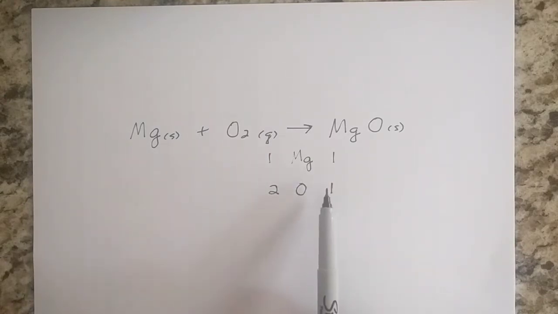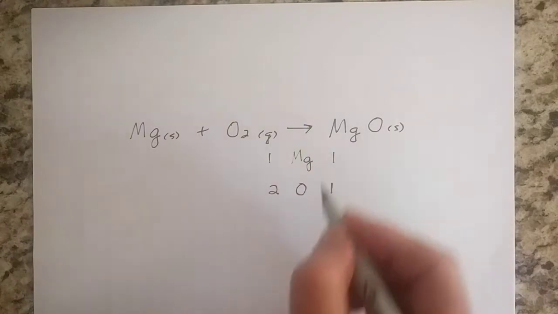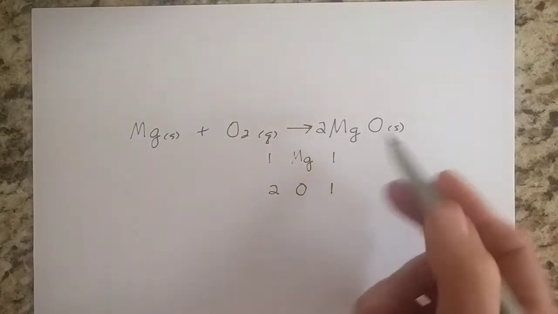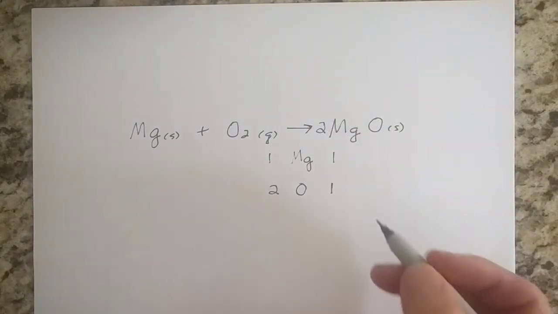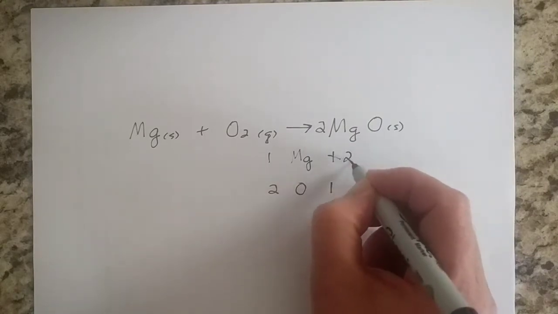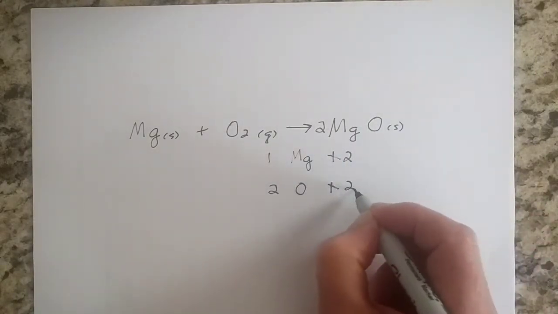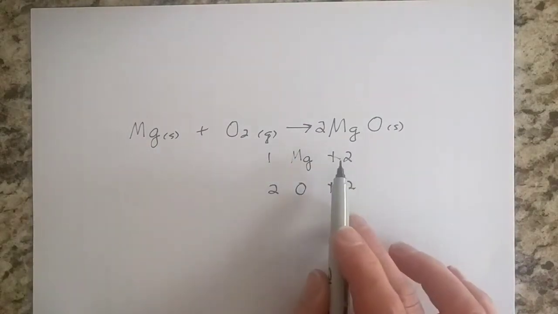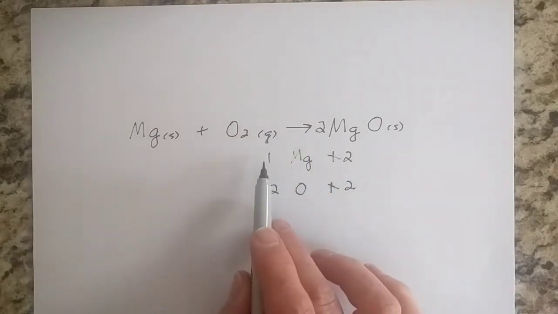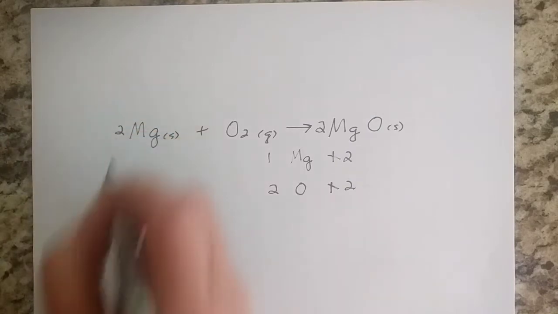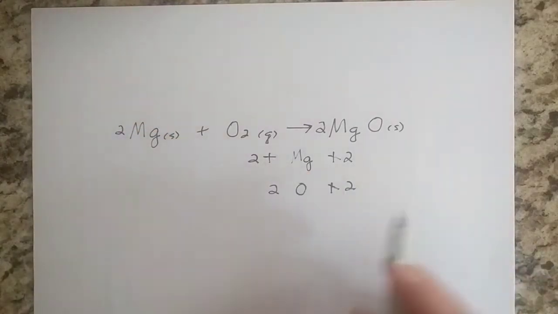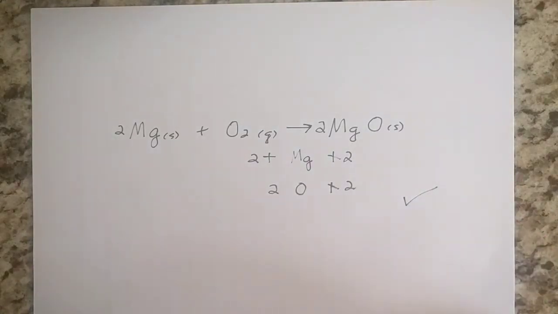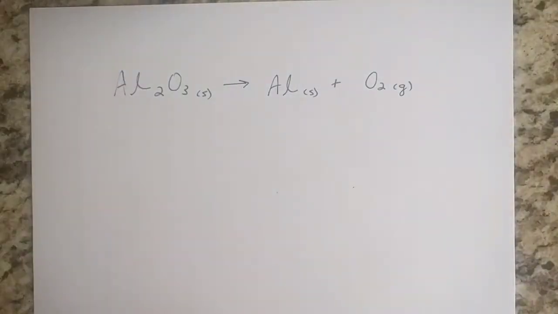To balance the oxygen, we have to use coefficients. I need two oxygens, so I'm going to put a 2 in front of the MgO. Now I have to update all my atom counts that are affected by putting in that coefficient. That gives me 2 magnesium atoms and 2 oxygen atoms. So the oxygens are now balanced. However, now the magnesium is out of balance. I need 2 magnesiums on the reactant side, so I put in a coefficient of 2, update my atom count, and now I have 2 magnesium on each side and 2 oxygen on each side. I am balanced.